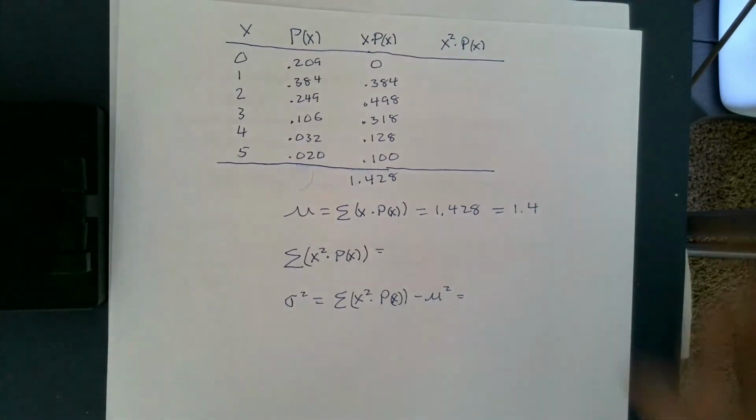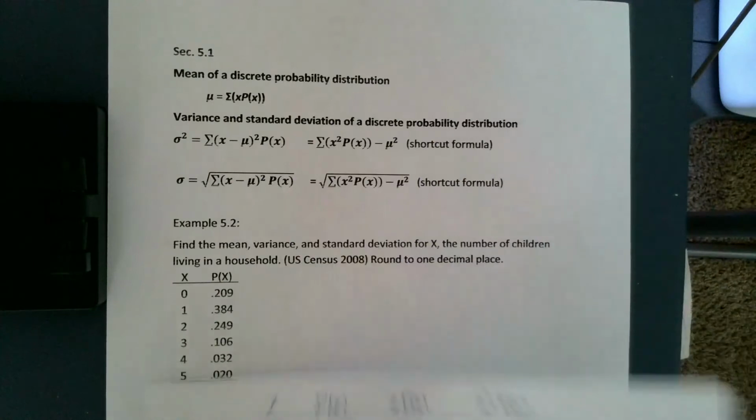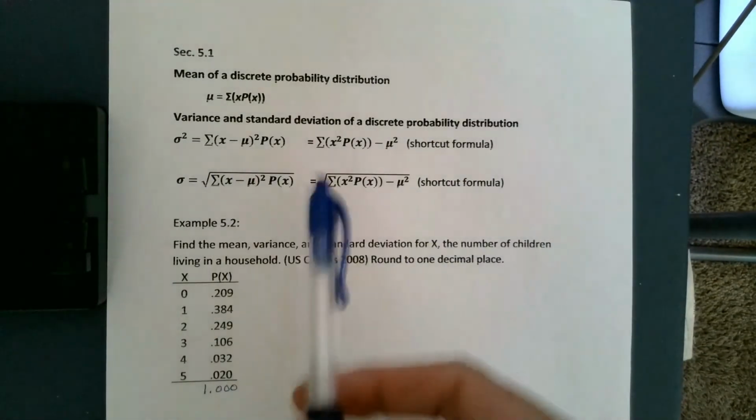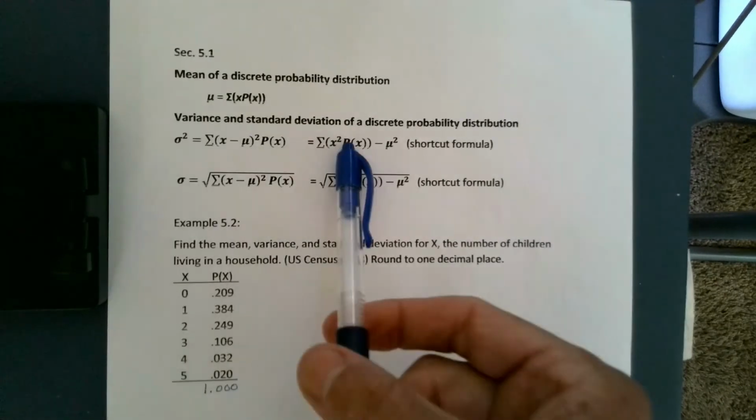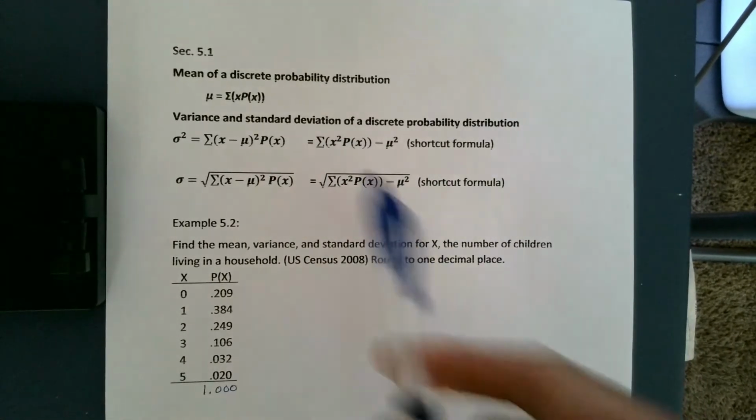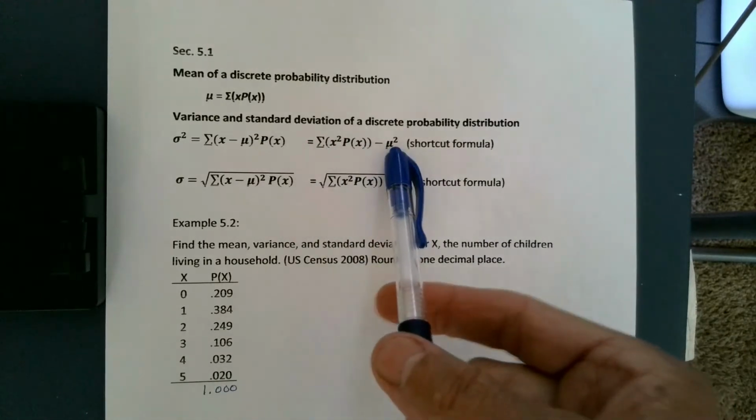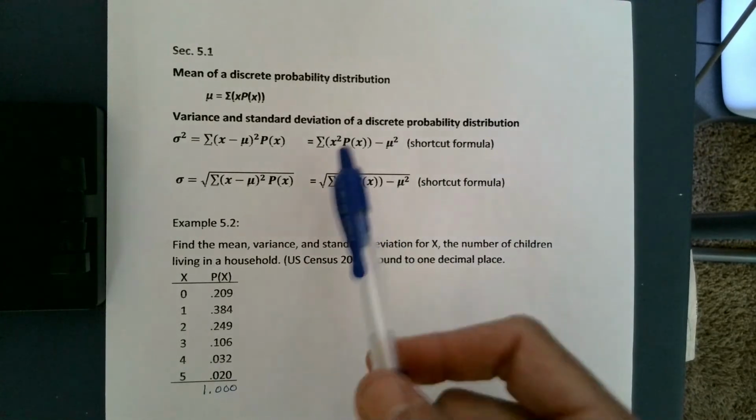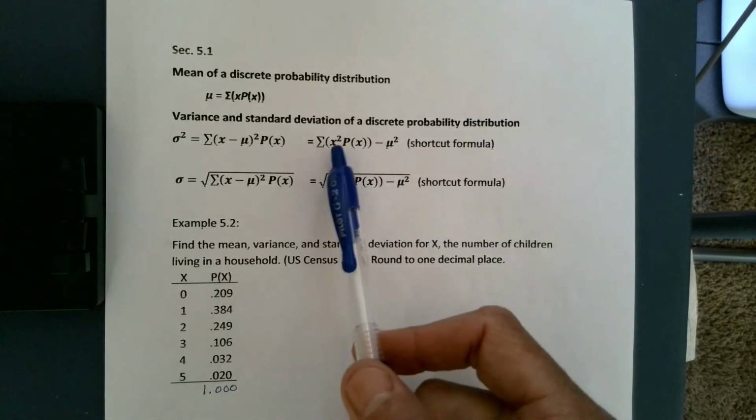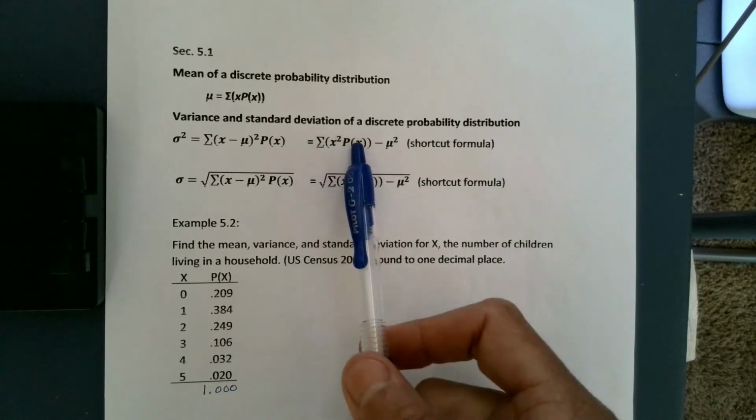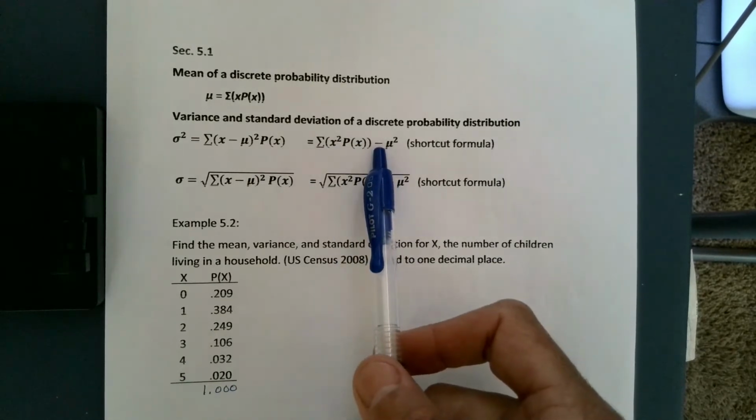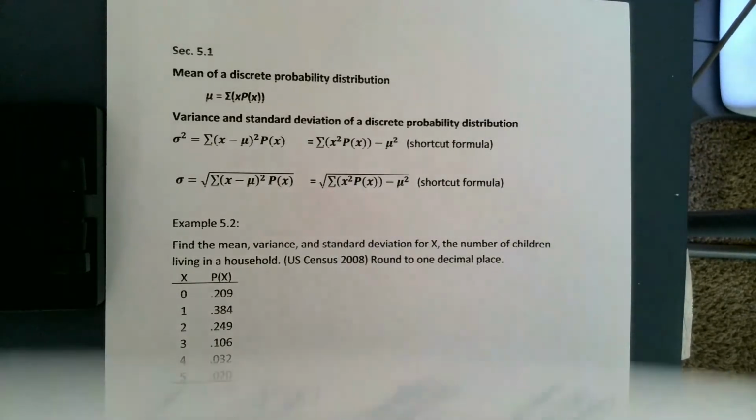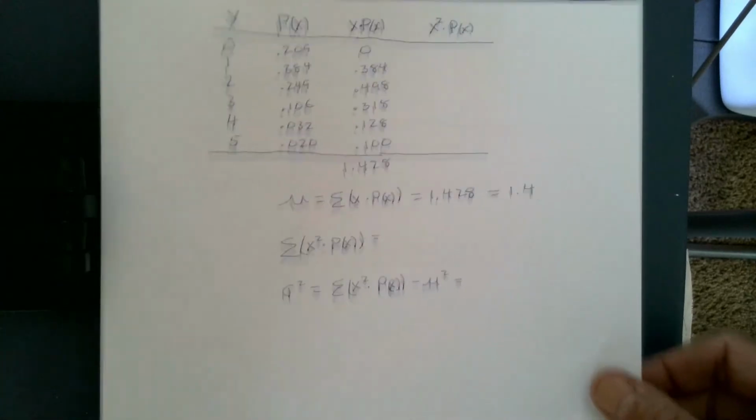Okay, so the next step, now that we've calculated the mean, we want to calculate the variance. So there's two formulas we could use to calculate the variance. We have the long formula and what we call the shortcut formula. So it's easier to use the shortcut formula to do this calculation. So according to the shortcut formula, we first calculate the sum of x squared times p of x, and then we subtract mu squared.